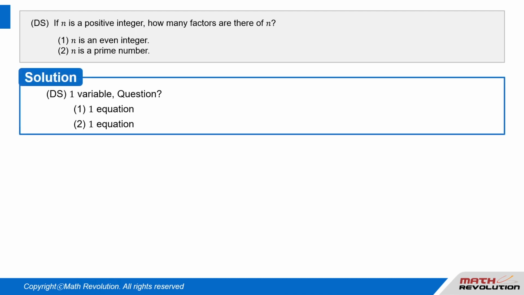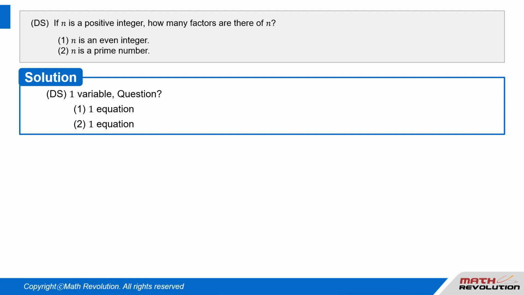Solution. Now we will solve this DS question using the variable approach. DS, one variable, question. Condition 1, one equation. Condition 2, one equation. Let the original condition in a DS question contain one variable.